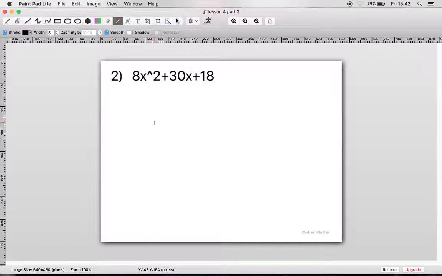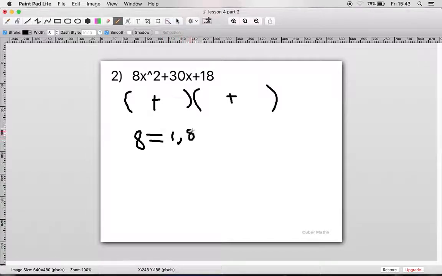Here we have our second problem. It's 8x squared, add 30x, add 18. And just like before, we know there's going to be two brackets because it's quadratic, which means it has an x squared in it. And again, we know that they're both going to be positive numbers because you've got plus 30x and plus 18. So you can put the positives in first. But this is a bit trickier because we've got 8x. And there's multiple ways we can make 8. So that's 1 times 8 and 2 and 4.